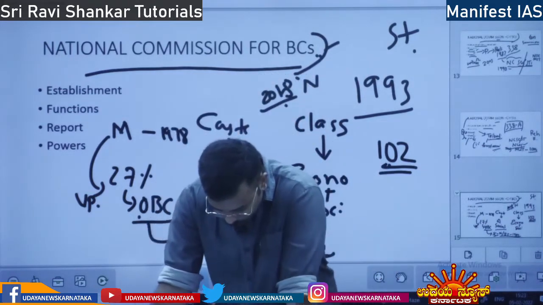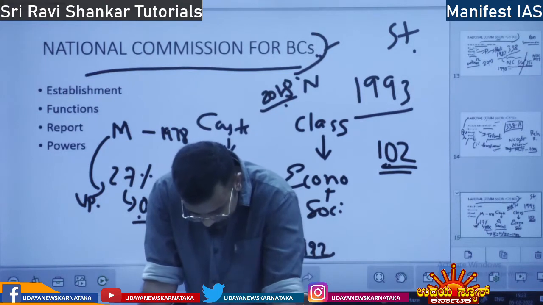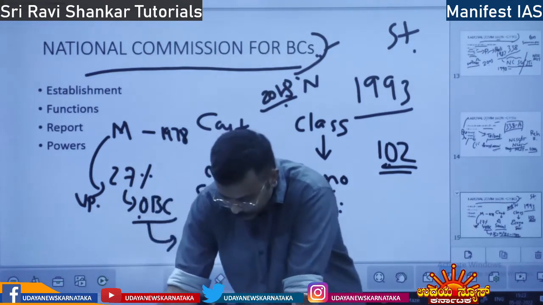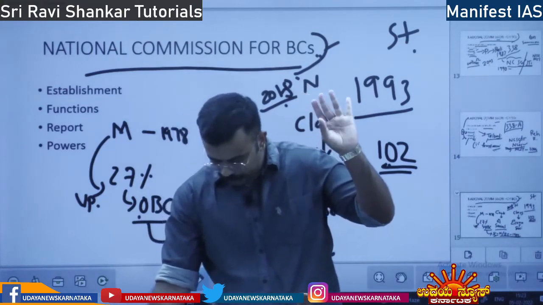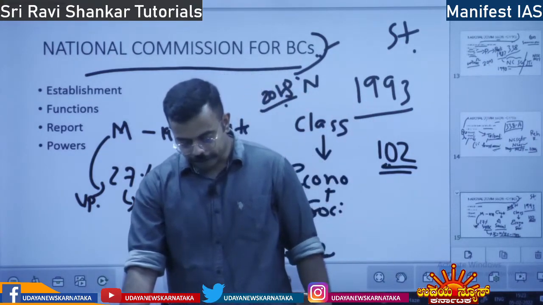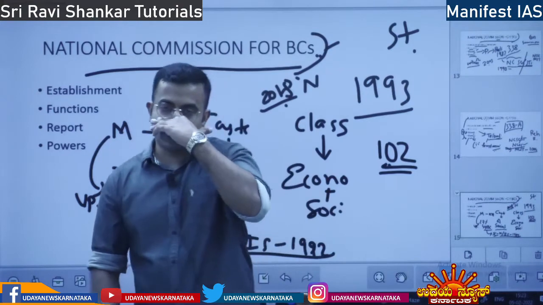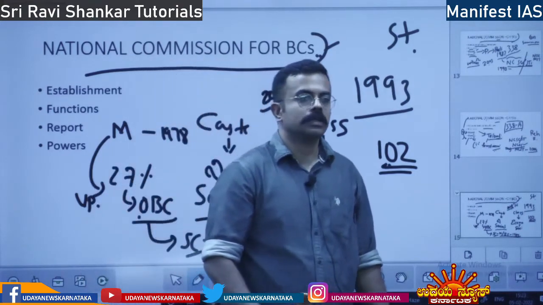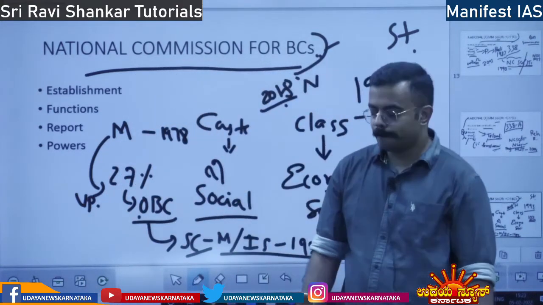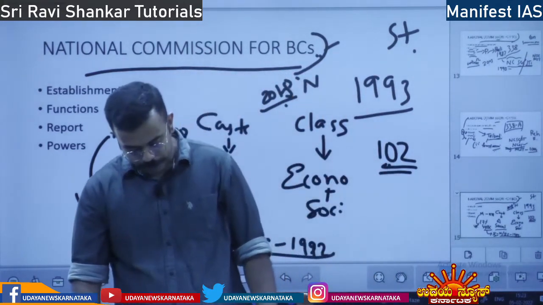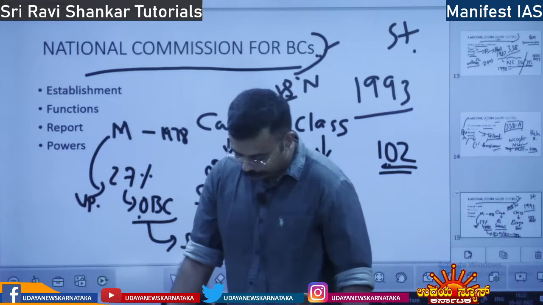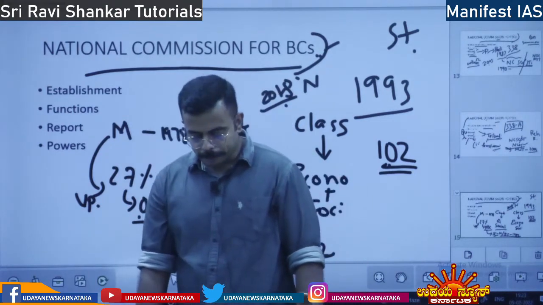Okay. So what is the composition? The commission consists of a chairperson, vice chairperson and 3 other members, totally 5 members. All of them are appointed by whom? They are appointed by the President. The members of the National Commission for Backward Classes are appointed by the President.